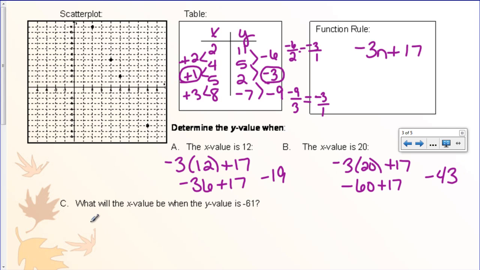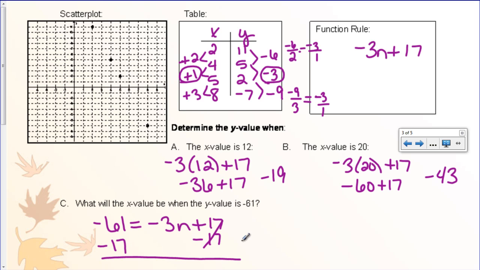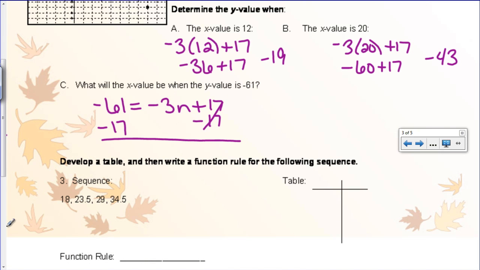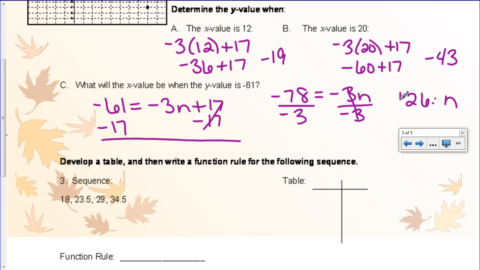Now we're going to work backwards. We want the x value and the y value is -61. So I'm going to do -61 is equal to -3n plus 17. I probably should have used an x instead of an n because that's what we're finding, but that's okay. Solve your equation, subtract 17. So I have -78 equals -3n. And then you divide both sides by -3. And so you get that it's 26.